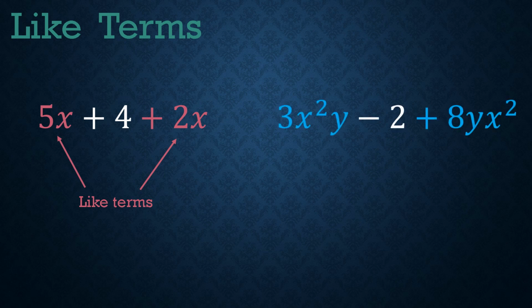The variables can also be raised to the same power or exponent. So for example, in 3x squared y minus 2 plus 8yx squared, our x's are raised to the same exponent. So therefore, 3x squared y and 8yx squared are considered to be like terms. The order of the variable does not matter, and the coefficient can also be different. Like terms can be added or even subtracted.